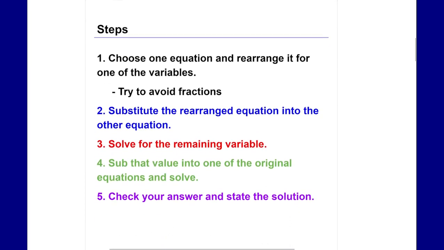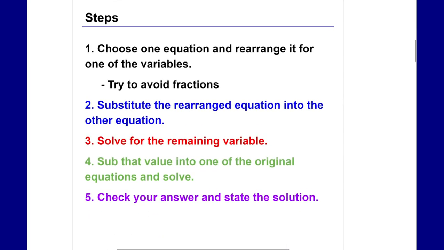So the steps to solving a linear system by substitution. First thing we want to do is choose one equation and rearrange it for one of the variables. So the variables we're going to be dealing with are x and y. Those are the two variables that we're going to be dealing with in our equations, for the most part, and we want to choose to rearrange for one of those variables.